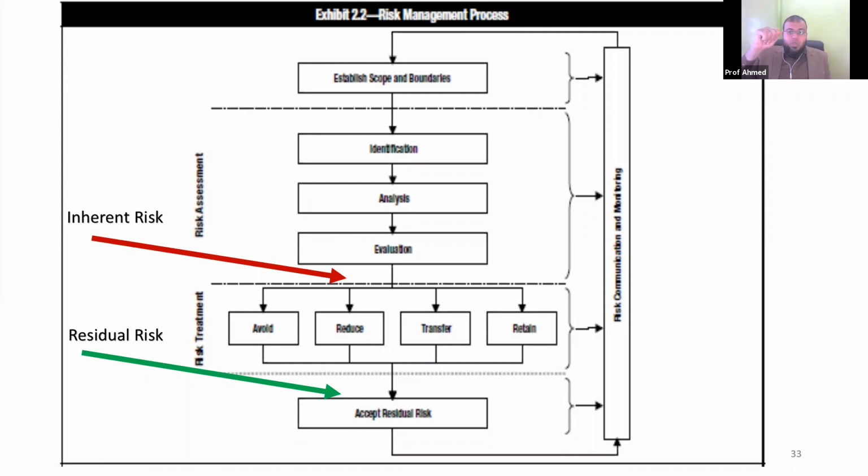Risk identification: you can identify the risk by its symptoms, by its source, by the cause, the root cause for this risk. So this is risk identification. Then risk analysis, and we have three types of risk analysis.